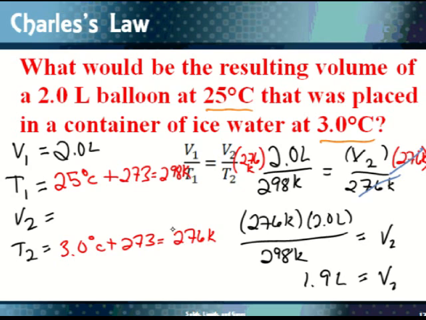If we look at the math that we did, the Kelvin in the numerator is canceled out by the Kelvin in the denominator, leaving us with the units of liter for volume as our final solution.